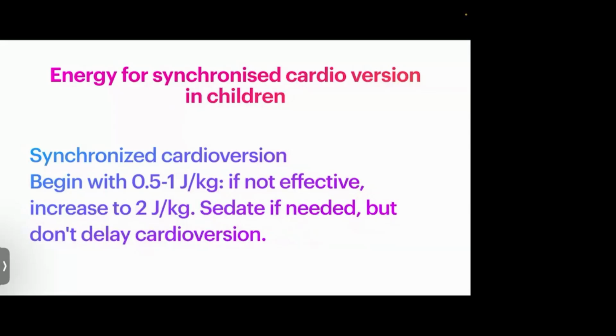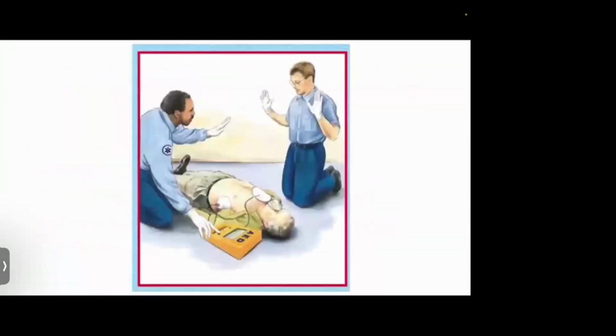Now, for synchronized cardioversion in the pediatric population, you begin with 0.5 to 1 joule per kg. If it's not effective, you go on increasing it to 2 joules per kg. If required, the patient might also need some sedation, because this is not a very comfortable experience for the patient. But whatever it is, do not delay the cardioversion, because otherwise you might lose the patient.